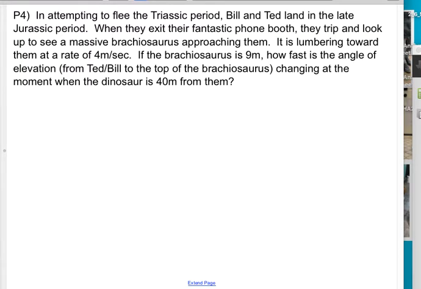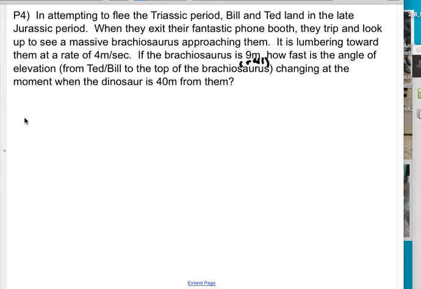All right, cool. In an attempt to flee the Triassic period, Bill and Ted land in the late Jurassic period. When they exit their fantastic phone booth, they trip and look up to see a massive Brachiosaurus approaching them. It is lumbering towards them at a rate of 4 meters per second. If the Brachiosaurus is 9 meters tall, how fast is the angle of elevation from Ted/Bill to the top of the Brachiosaurus changing at the moment when the dinosaur is 40 meters from them?